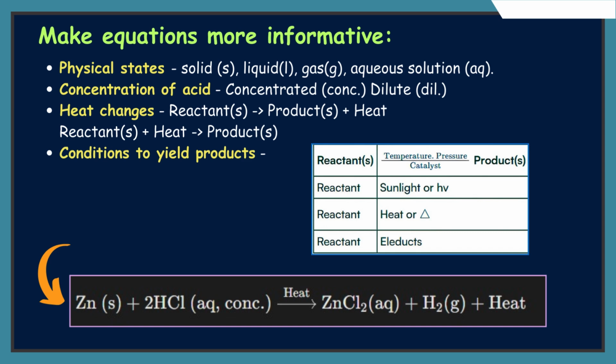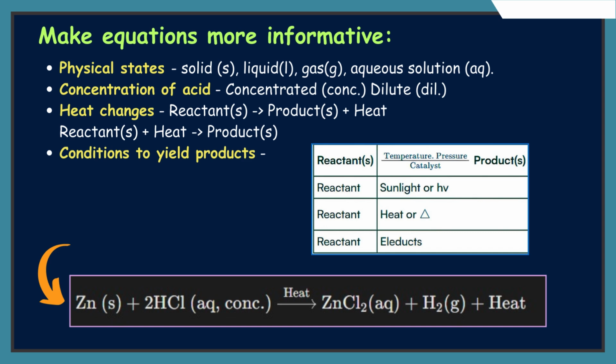Now, we can make our chemical equations even better by adding more information. We can say if something is solid, liquid, or gas. We use letters in brackets for that: S for solid, L for liquid, and G for gas. We can also say if something is mixed in water, and we call that aqueous, AQ. If we are using an acid, we can say if it's strong, concentrated, or conc, or weak, dilute, or dil.